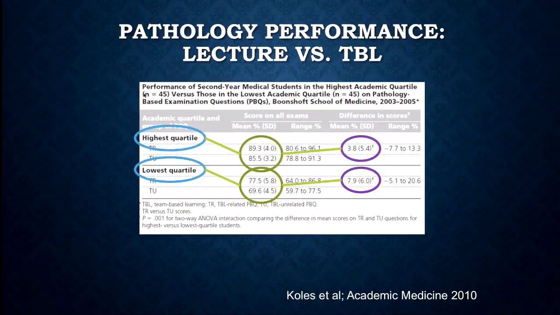And you can kind of see that here. The percentage difference in scores was 7.9% for the lowest quartile, 3.8% for the highest quartile. So what that tells me is that the better students are bringing up some of their weaker classmates. And so for particularly weaker students, TBL is really helpful.